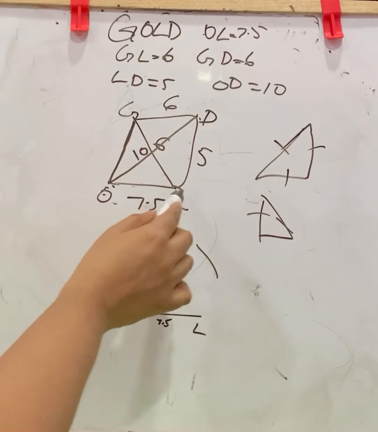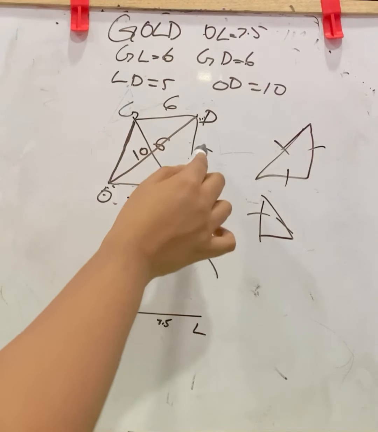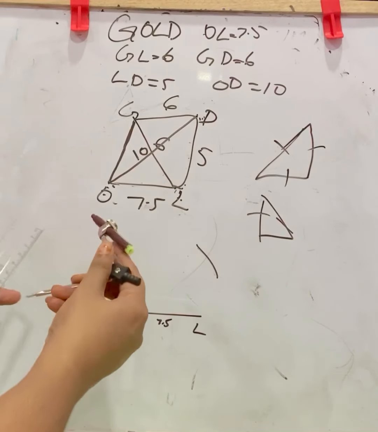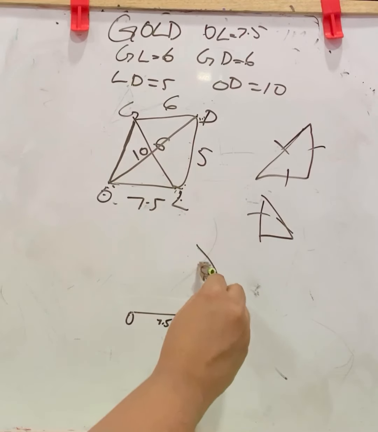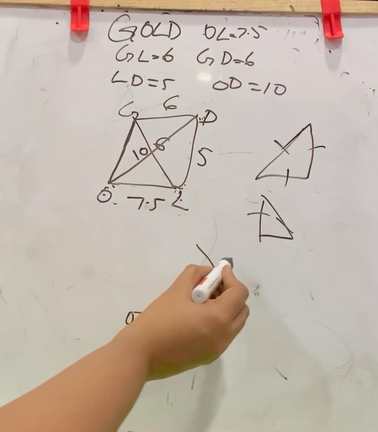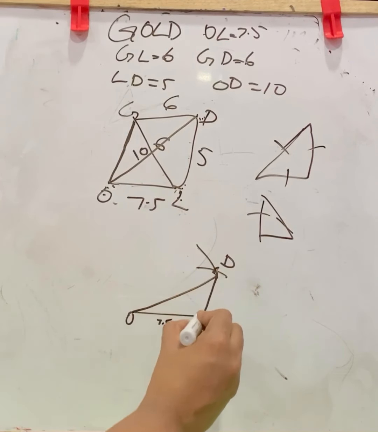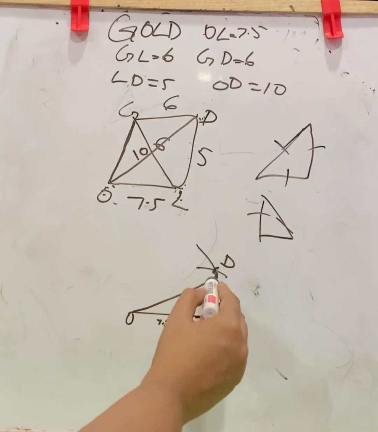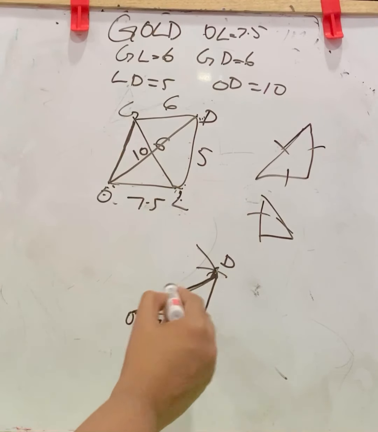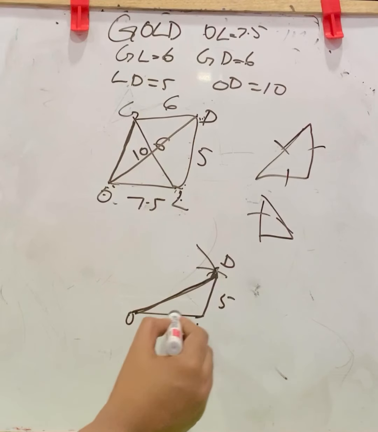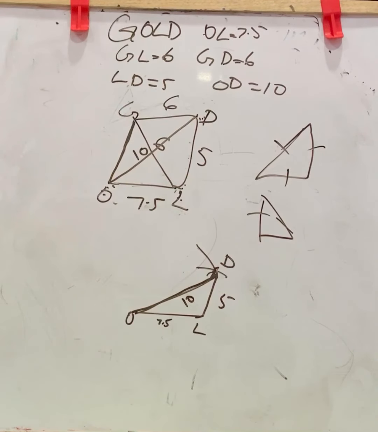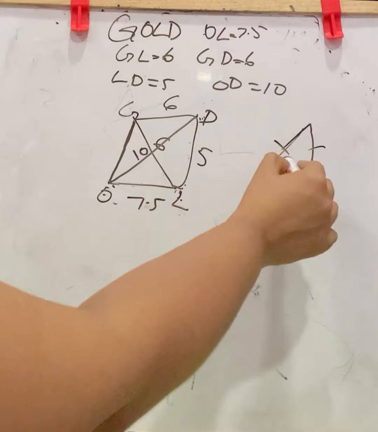Next is LD, that is 5. Again take 5 cm in the compass. Draw another arc. This intersecting point is D. Now you can join OD and OL with the scale. This is 5 and this is 10. Now we got the triangle OLD.